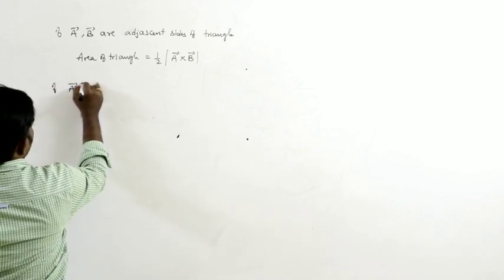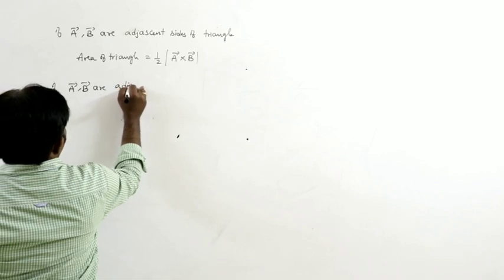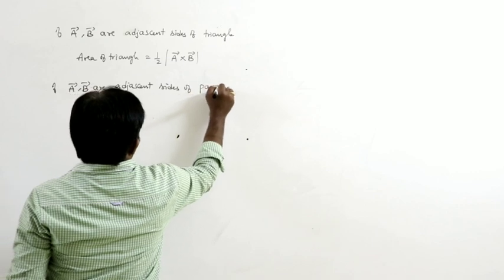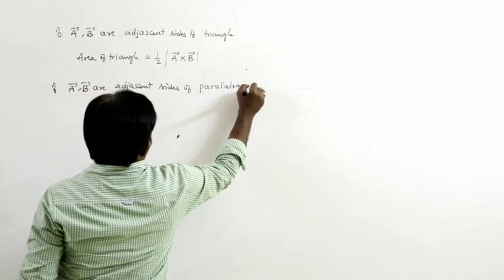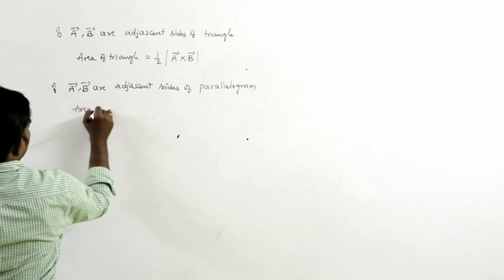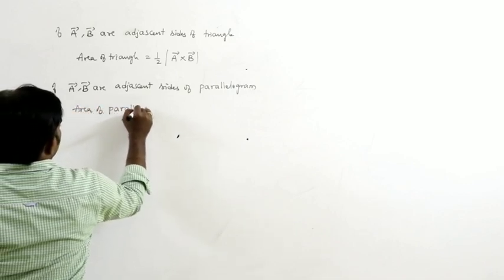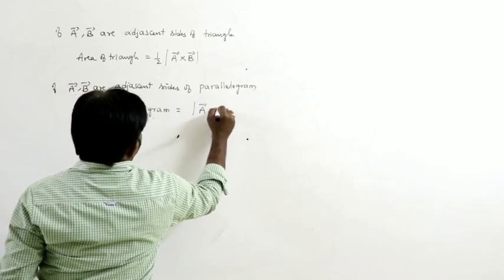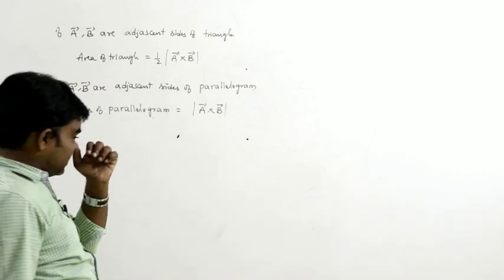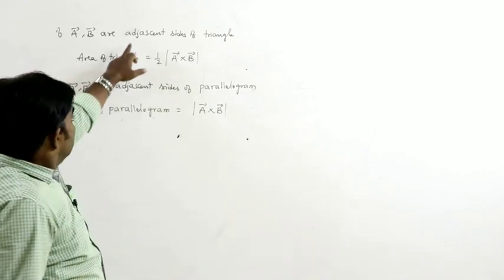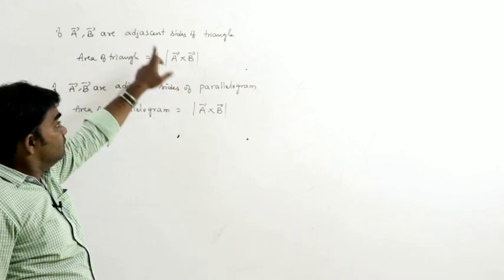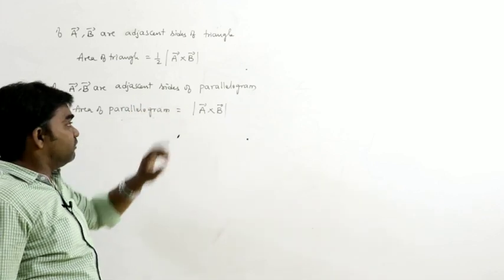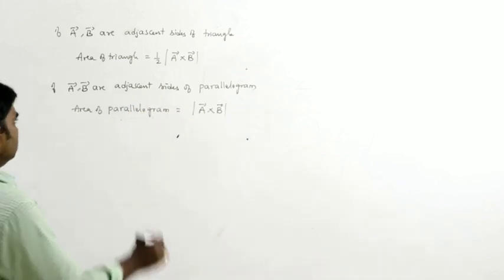Next, if a bar, b bar are adjacent sides of a parallelogram, then area of the parallelogram can be written simply as modulus of a cross b, just calculation of cross product and its magnitude. If those are the adjacent sides of the triangle, area is half into a cross b. If those are the adjacent sides of the parallelogram, area is a cross b.